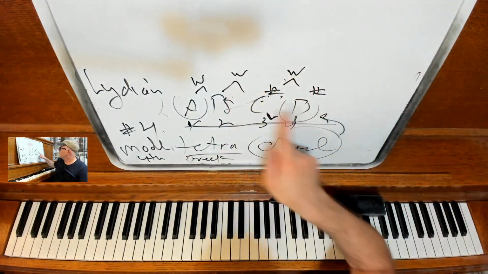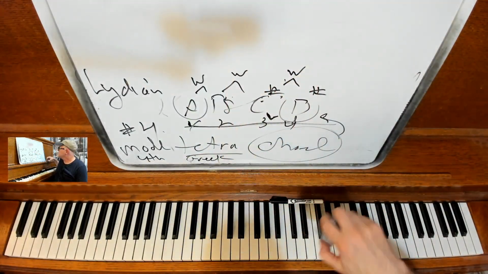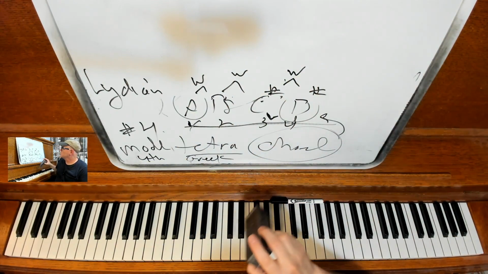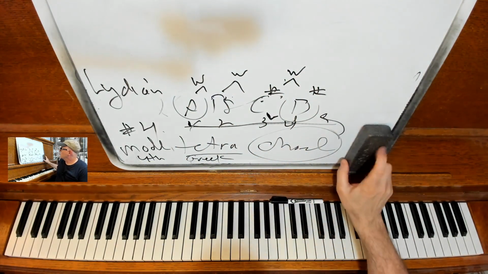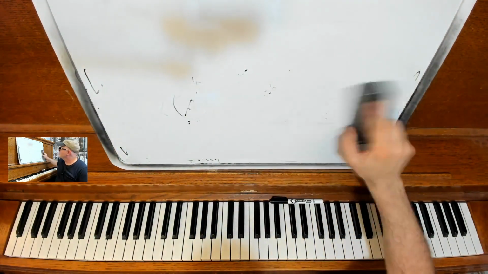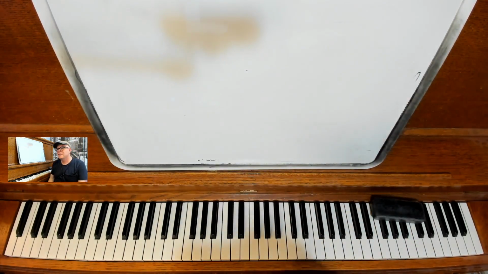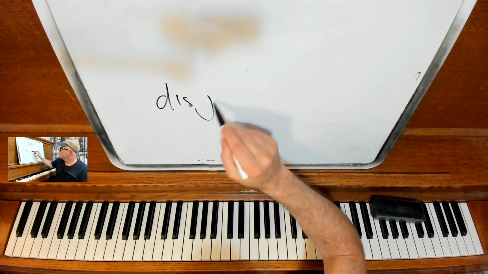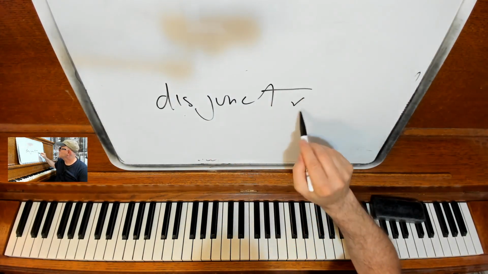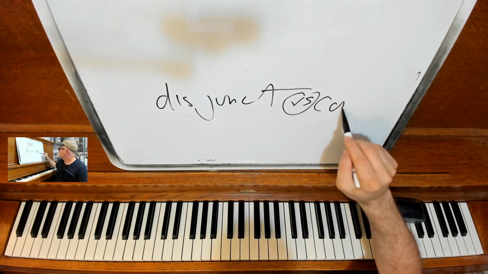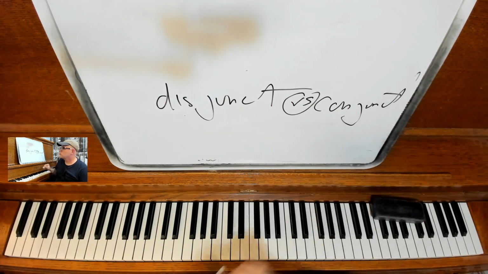So now I'm going to take a little bit of an exit ramp and talk about how you might apply the Lydian, or the augmented fourth tetrachord. Now watch this. This is very cool. Typically, when we make scales with tetrachords, we use disjunct versus conjunct tetrachords.